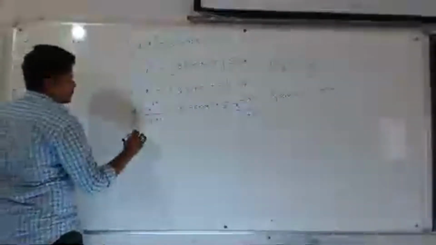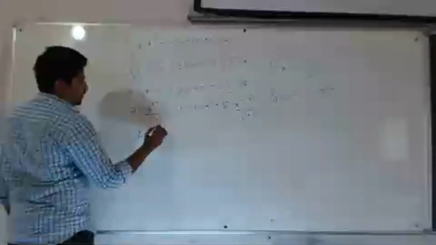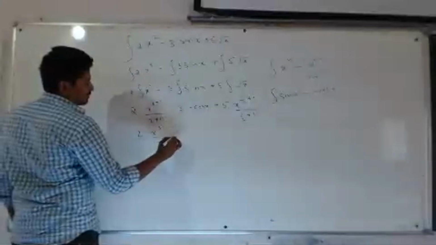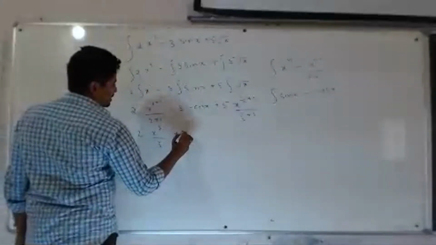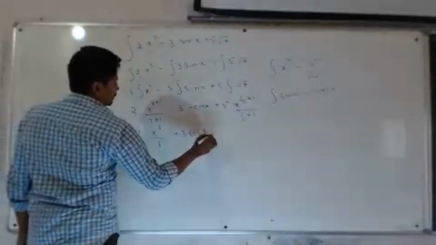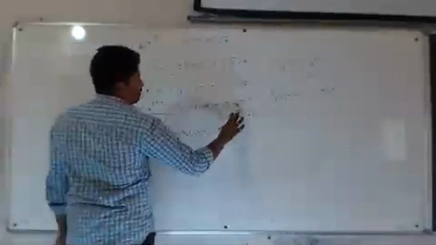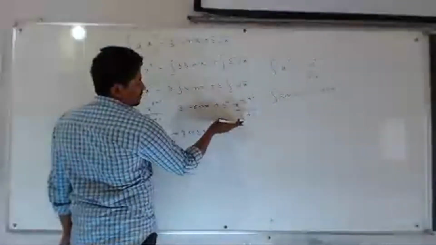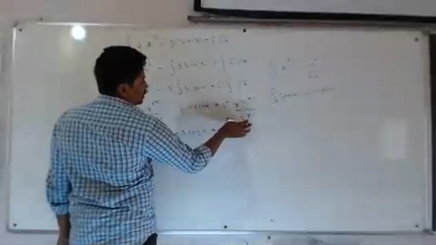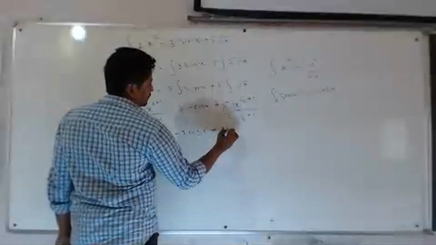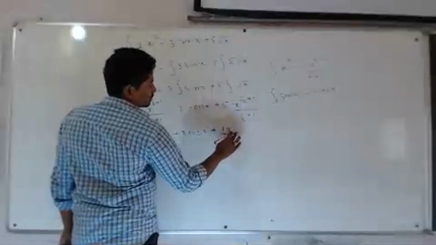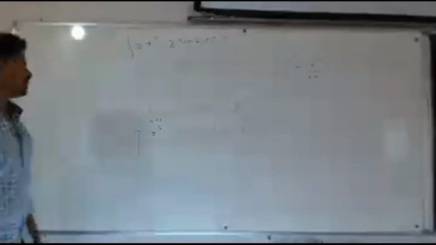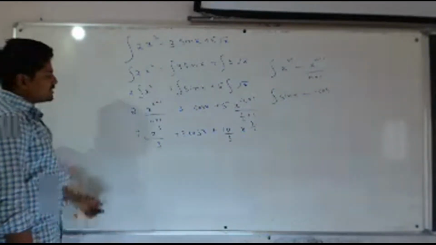See here, 2 into x power 3 by 3, minus minus it will be plus. Here 1 by 2 plus 1 is 3 by 2. If 3 by 2 goes up, it will be 2 into 5 is 10 by 3, into x power 3 by 2. See the steps here.